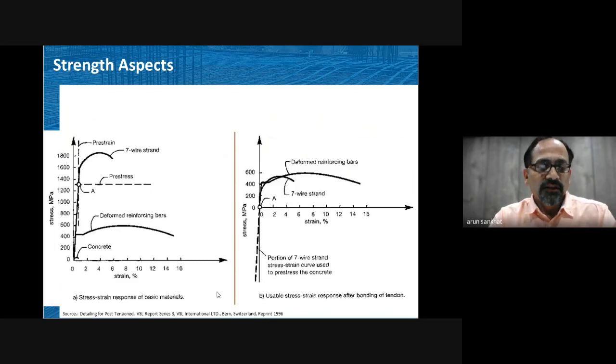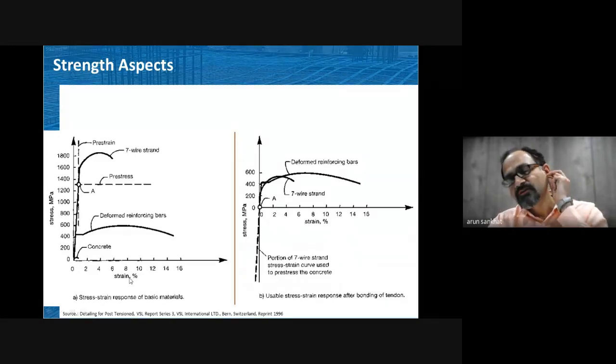So here, that was a comparison of material. Now here we are specifically comparing three materials. One is known as concrete, the other is HYSD, and the third one is the pre-stressing material. As you know, the concrete has very little strength as well as very little strain or deformation value.